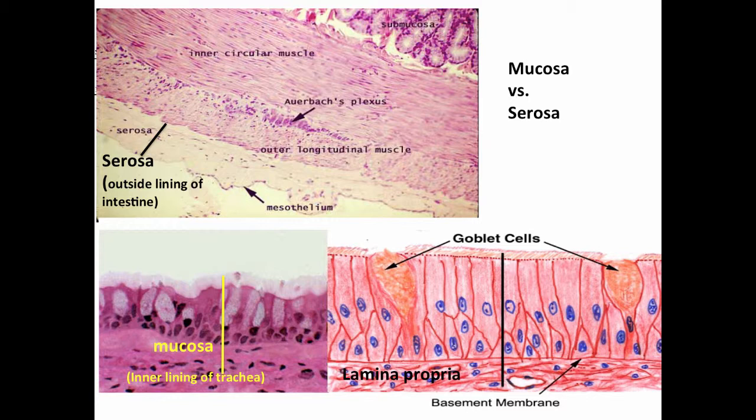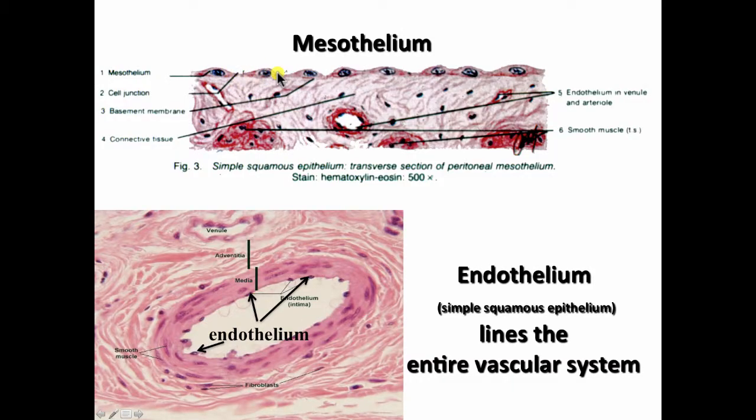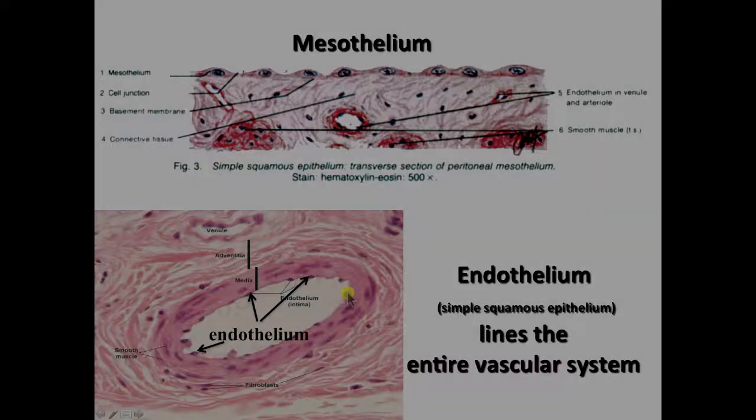The epithelium which lines a serosa is called a mesothelium, and just to complicate matters, we don't consider the connective tissue underlying a mesothelium to be a lamina propria. Epithelium lining those closed cavities of the body is called a mesothelium, and the epithelium lining the entire vascular system is called an endothelium.